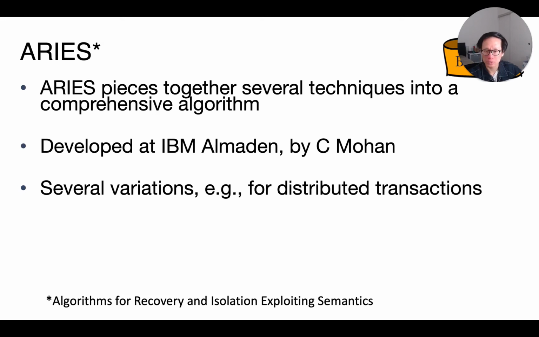Now we are ready to discuss ARIES. ARIES is an algorithm developed at IBM Almaden by Mohan. It has several variations for different types of transactions. It is essentially an algorithm that combines undo and redo logging that we discussed earlier.